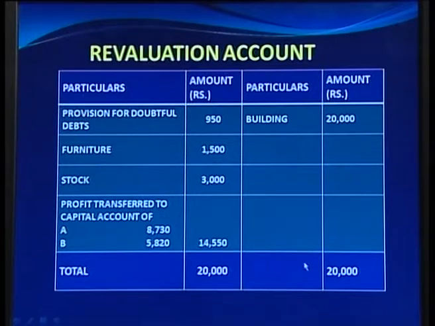So subtracting the items debited in the revaluation account from 20,000, we get the figure of profit of 14,550, which is to be distributed amongst the existing partners in their existing profit sharing ratio, and it amounts to 8,730 for A and 5,820 for B. Now we have to prepare the capital accounts of each of the partners. The reason for preparing the capital account of each of the partners is that when we prepare the reconstituted firm's balance sheet, we have to write the balancing figure of the capital accounts of all the partners.